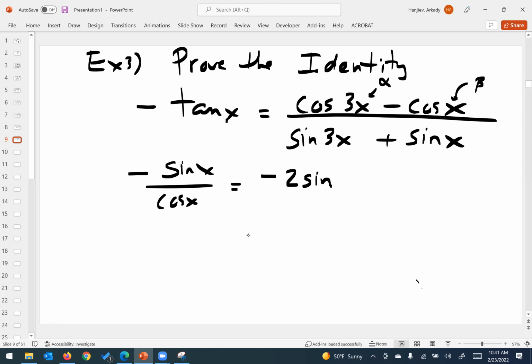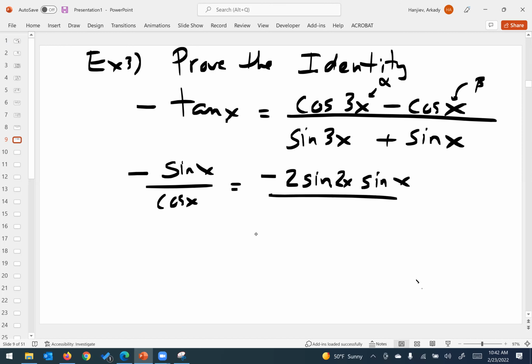It is pretty satisfying, right? QED, after this one particularly. So this one is going to be alpha plus beta divided by 2. So 3x plus x is 4x, over 2 is 2x. And this is sine of the subtraction of the two, so 3x minus x is 2x, and that's x on that side.